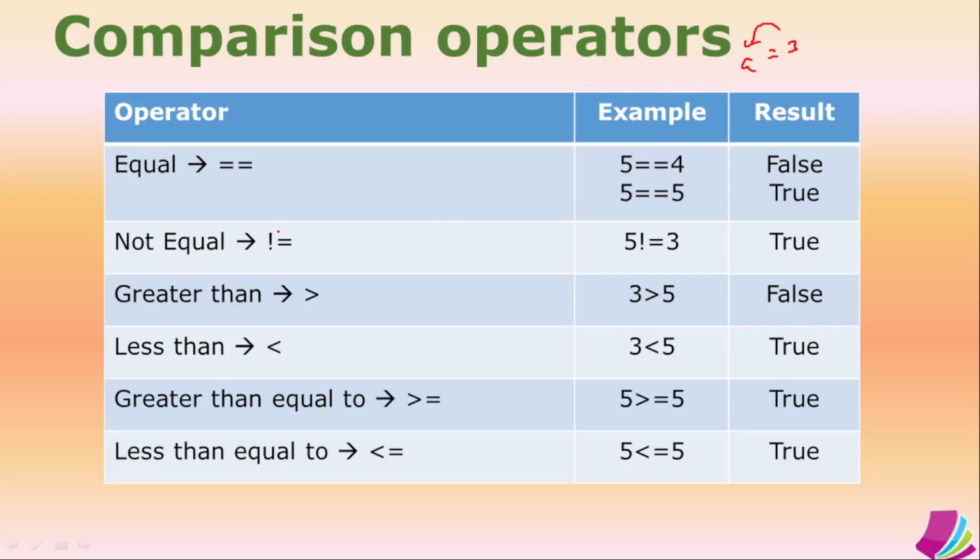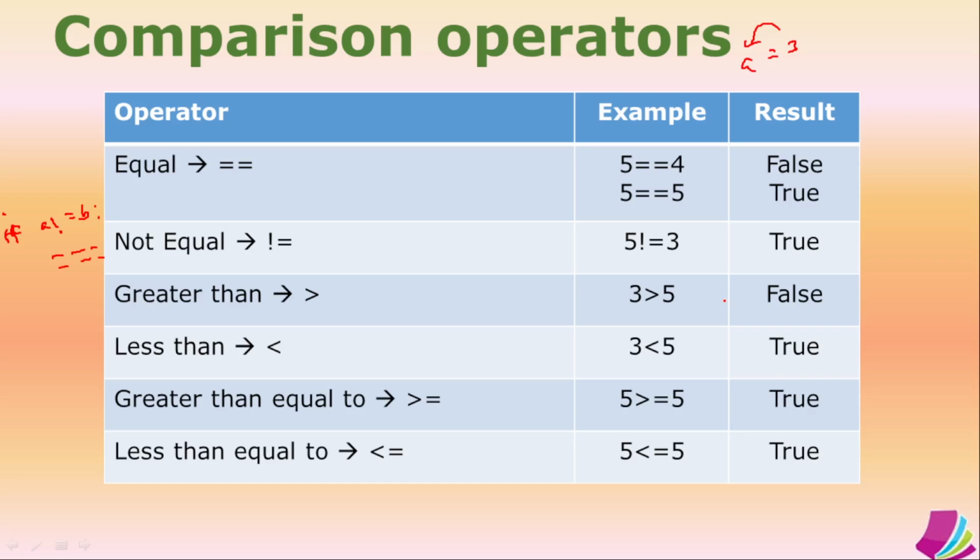Then not equal, which is an exclamation symbol followed by equal to. So 5 not equal to 3, this is true, it's not equal, right? Sometimes you may write an if statement with two variables a and b. If a not equal to b, only if this condition is satisfied will the set of code for this run. That is why these comparison operators are mostly used in conditional statements.